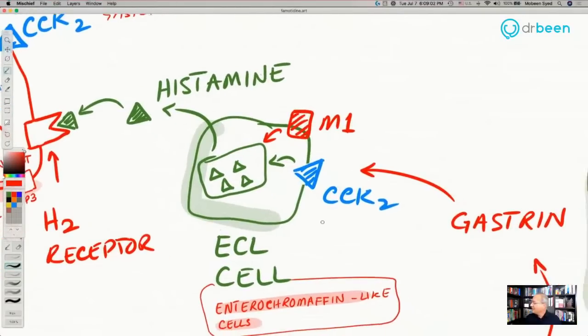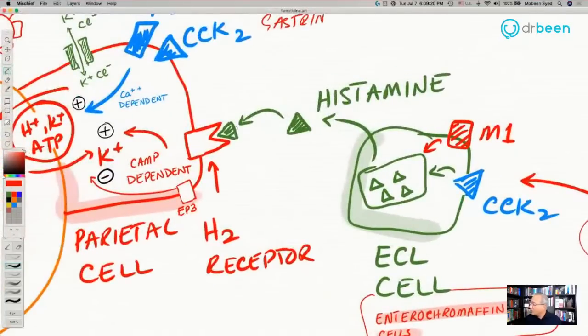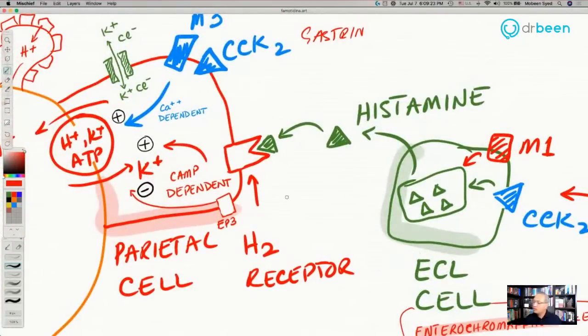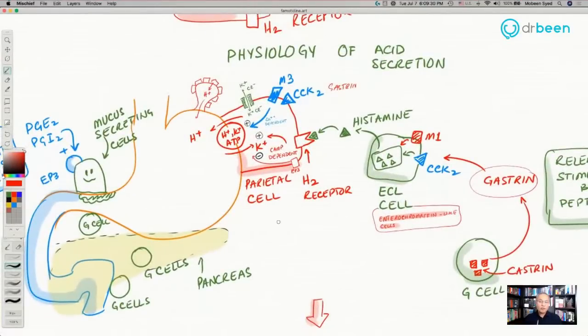And now what is the thing that tells them to release the histamine? That is a substance called gastrin. Gastrin is another substance that works on the ECL cells and tells them to release histamine. And then histamine, as we can see here, will work on the parietal cell and tell it to release acids. So it would be logical that whenever we need acids in our stomach, and when do we need acids? Whenever we eat food, that is when we need acids to be produced.